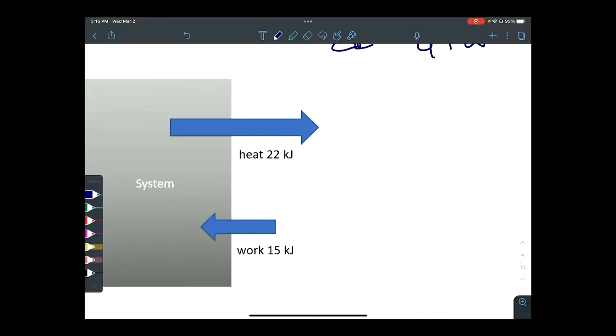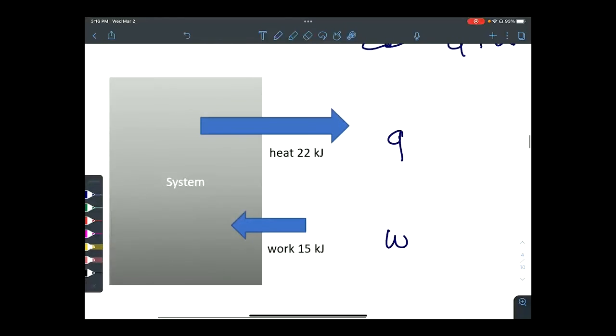All right, and I try to show the arrows, right? The arrows to show where heat is going. So Q is heat, work is W. So based upon these arrows, is the system losing heat or gaining heat? Losing heat. So is Q positive or negative? Negative, yes, because the system is losing heat. So Q is negative 22 kilojoules.